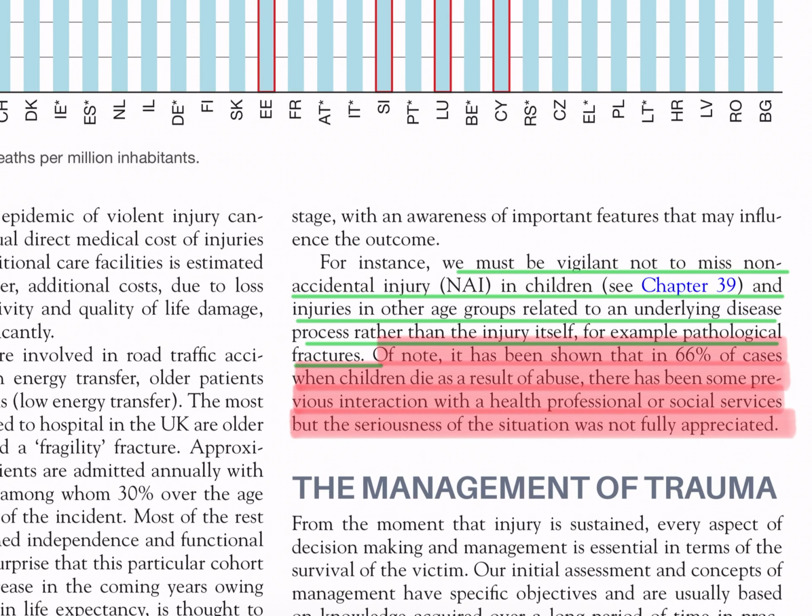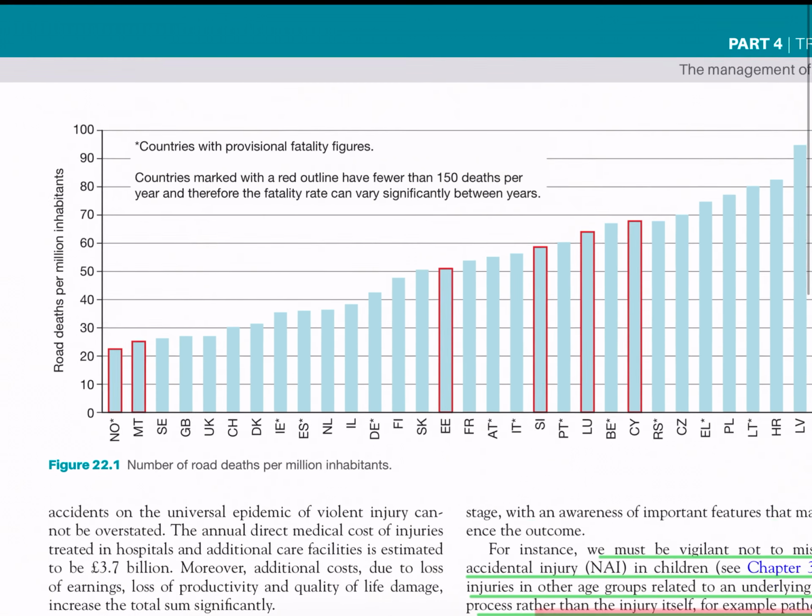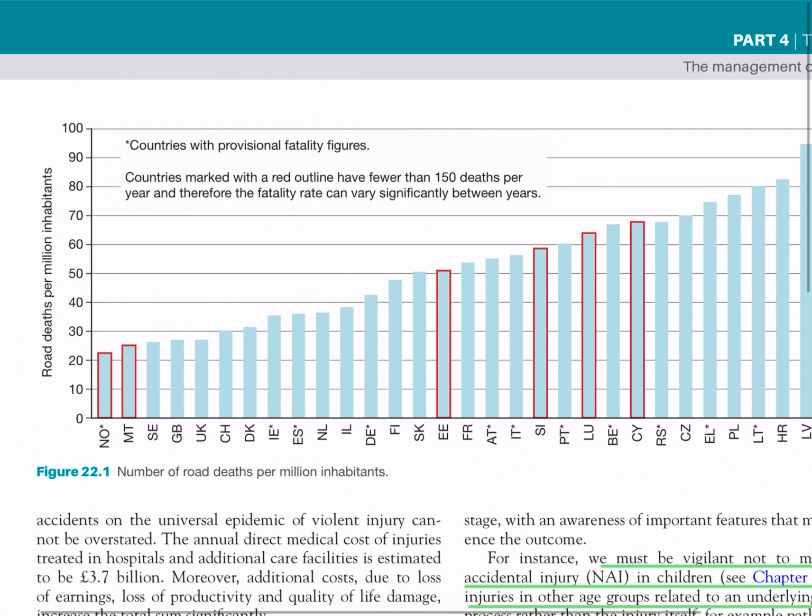For instance, we must be vigilant not to miss non-accidental injury in children and injuries in other age groups related to an underlying disease process rather than the injury itself, for example, pathological fractures. Of note, it has been shown that in 66% of cases when children die as a result of abuse, there has been some previous interaction with a health professional or social services, but the seriousness of the situation was not fully appreciated.